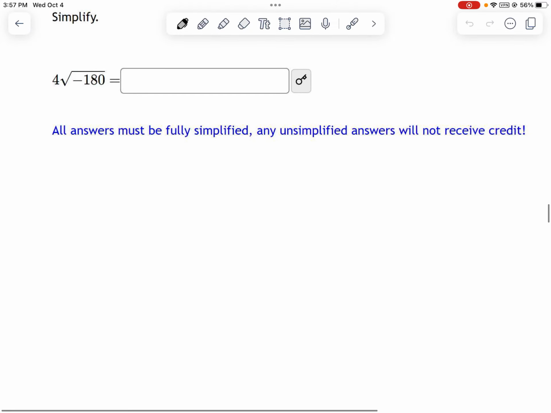Hello and welcome. So we're going to be simplifying some radicals today. So we have: simplify the square root of negative 180.